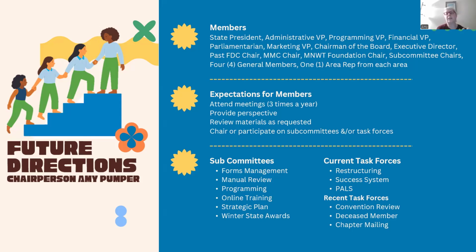The deceased member task force put in play how we will recognize those deceased members going forward. And then the chapter mailing task force updated how or when we put out that chapter mailing. And then the last one was the one that Tevian just shared on the elections promotion.